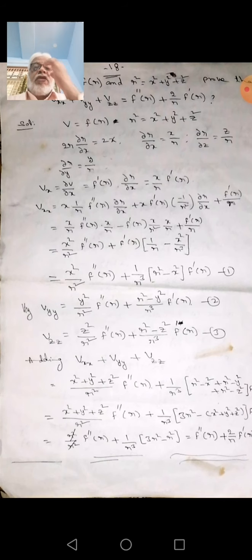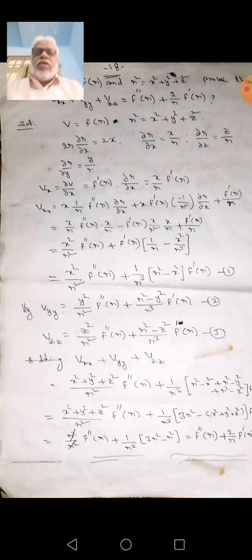So we'll take v equal to f of r, and given that r square is equal to x square plus y square plus z square. Taking the partial derivative with respect to x, y, z, 2r dou r by dou x is equal to x. From this, dou r by dou x is equal to x by r, because 2 cancels. Similarly, dou r by dou z is equal to z by r, and dou r by dou y is equal to y by r.